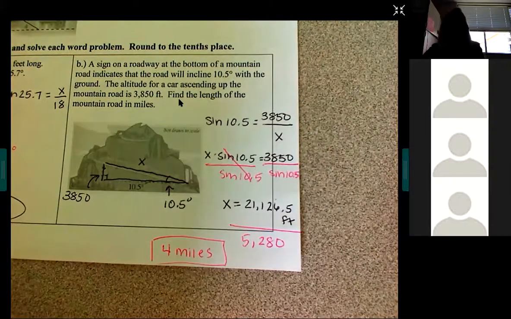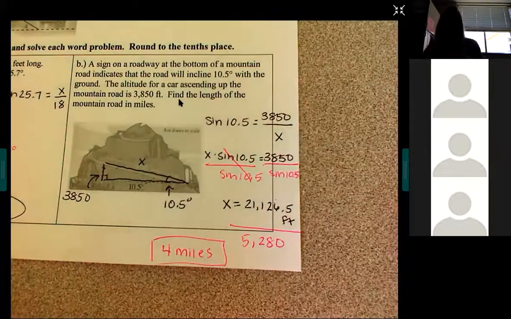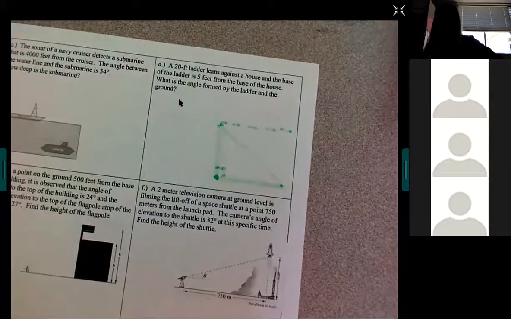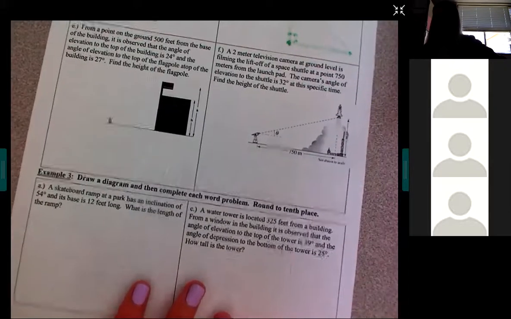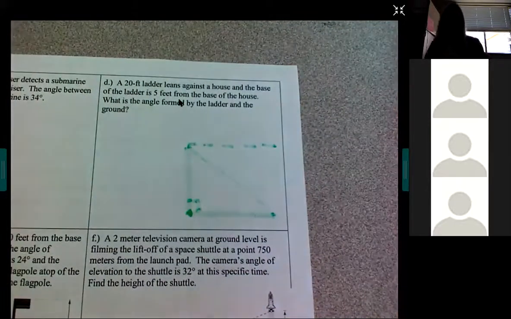Y'all good with 2A and 2B? Yes? Okay, let's do 2 where they don't give y'all a picture, and then I'm going to let y'all work on your classwork homework. C is so good though, but I think we're going to do those tomorrow. Let's do this one first, and then we'll go down. So let's do 2D. And then we'll just do one more if y'all are good.